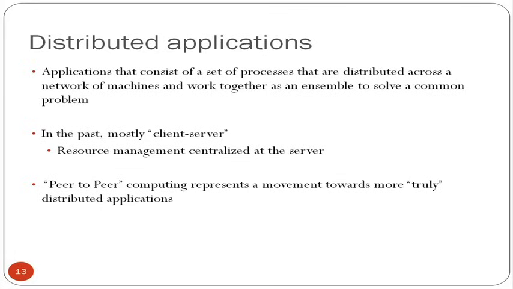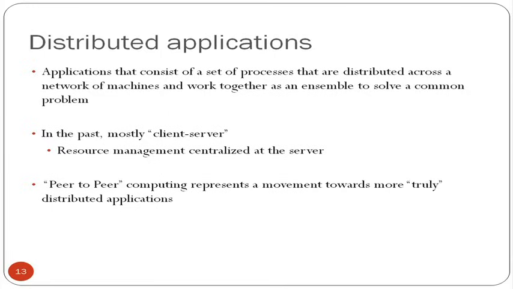So, there are several distributed applications. An application consists of a set of processes that are distributed across a network of machines and work together as an ensemble to solve a common problem. In other words, I have several applications which coordinate among themselves to address a particular problem, as if it is a group of people working to address a particular problem. This is primarily useful for large scale application development or large scale operational needs, where different operations are served by different parts, and we realize a particular overall job at the end.